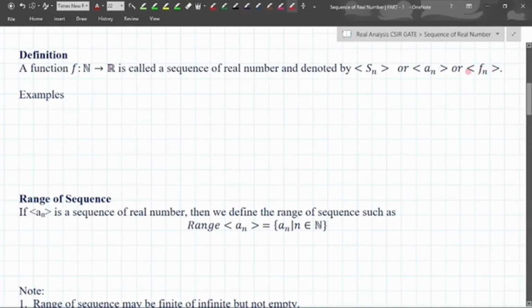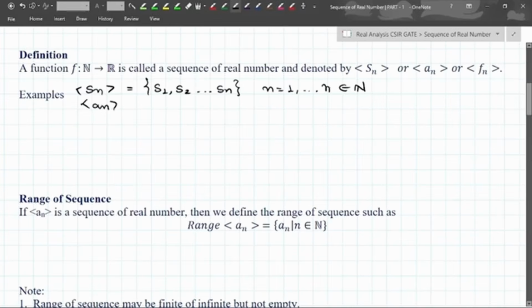Either it may be a sequence of real numbers, or it may be a sequence of functions also. So it is defined by Sn, An, and Fn. Now how is it defined? Like this. For example, I will say Sn, and this is the proper notation. So my sequence is like this: S1, S2, up to Sn. Here we are taking n from 1 to natural numbers, and all these entries belong to the natural numbers. Similarly, if I write An, then it will be An.